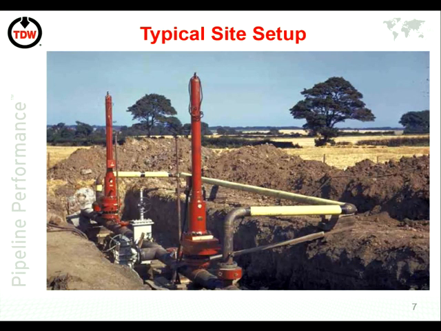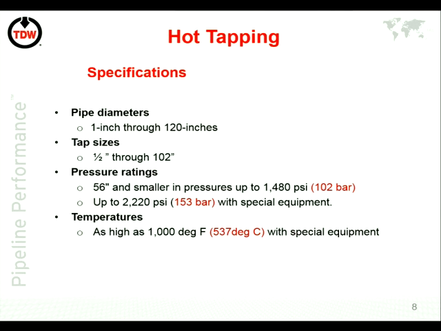Specifications are what you can do. Typically 1-inch diameter pipelines right up to about 120-inch pipelines. So that's from the small to the extremely large. And the tap size, so that's the hole that you would put into the pipeline, again is typically from about 1/2 inch through to 102 inch. And the pressures that we can work through, so this is the pressure that's in the pipeline when you drill into it. On 56 inch and smaller, you can go up to about 1480 psi, which is 102 bar.